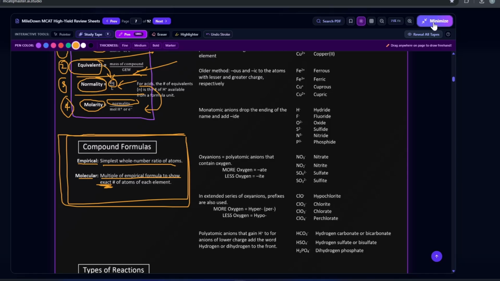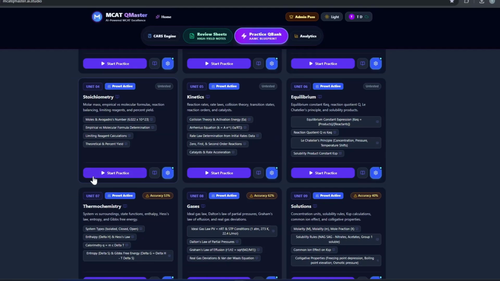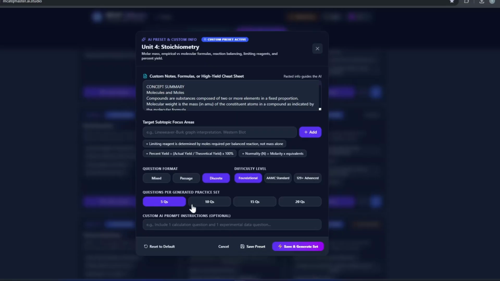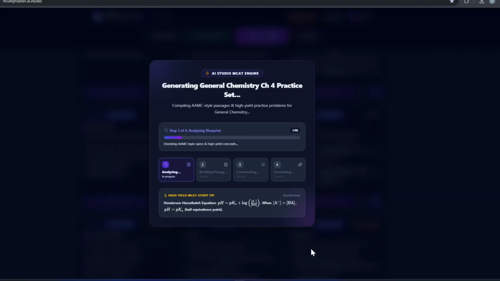Empirical and molecular formulas. So if we go back, we can actually produce them really quickly. So if we go to stoichiometry, just produce only one question of compound and molecular formulas to help me test understanding, and then save and generate.